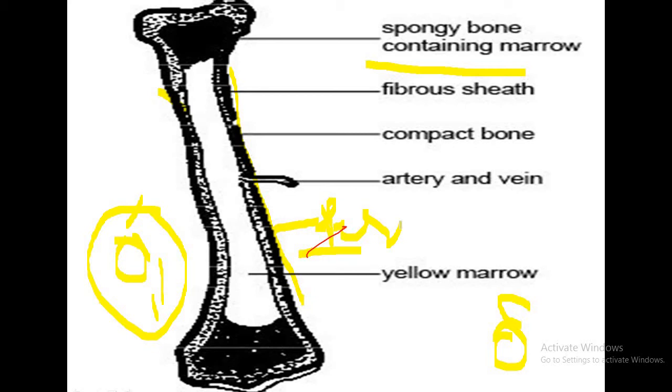Then it is supplied with blood vessels. You can see here arteries and veins. These arteries and veins are supplying the blood to the bones for their nutrition and the collection of waste material.